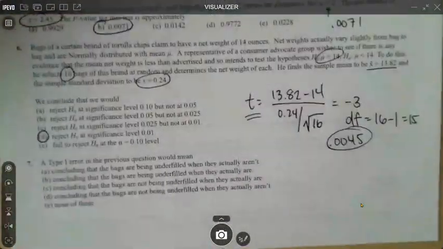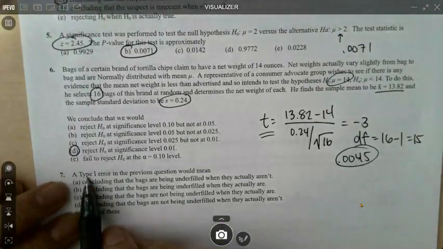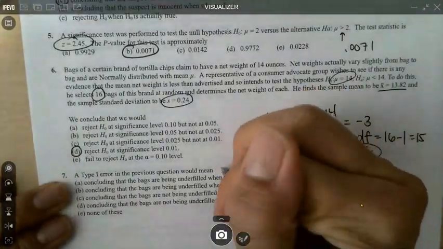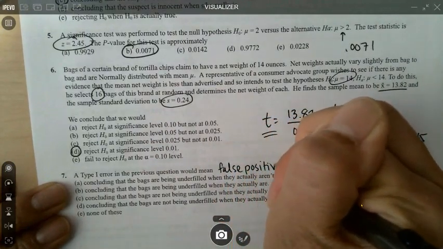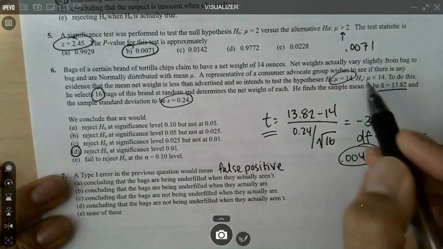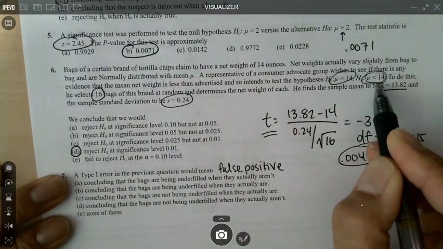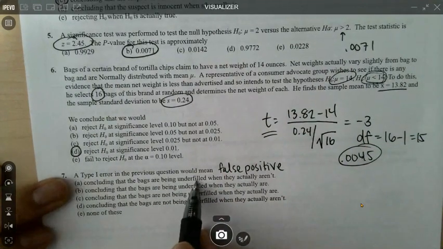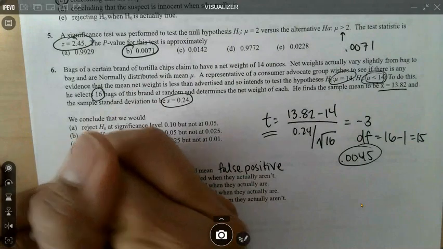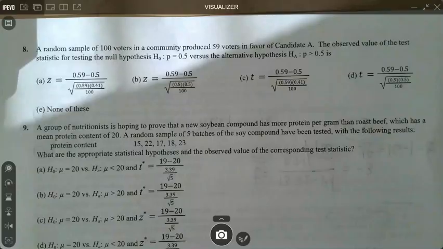Okay. So then 17, we're describing a type 1 error. So type 1 error is a false positive, meaning we think we found something, but we really didn't. So we think we determined that they're underfilling the bags, but they really aren't. So we're concluding that the bags are being underfilled when they actually aren't. So that would be A. That would be the correct interpretation of a type 1 error.